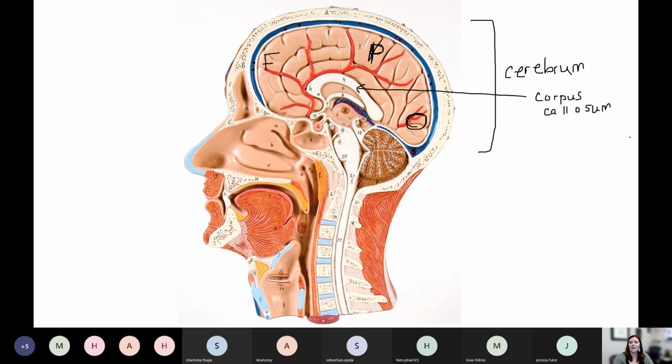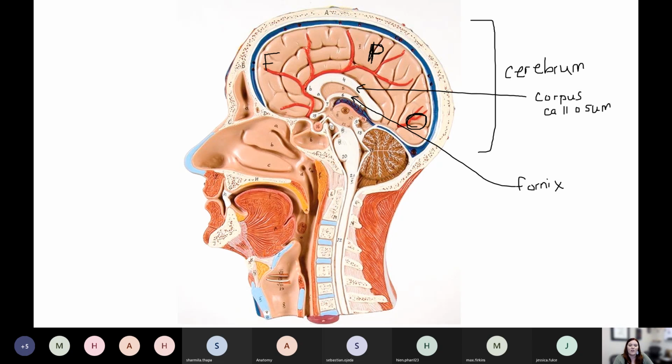So the corpus callosum is the big band of white matter that connects the two halves of the brain together. Just below the corpus callosum, we see another thin band of white matter. That thin band of white matter is called the fornix. The fornix is really important in helping us to put memory information deep into our brain, into a region called the hippocampus. So the fornix is my smaller white matter, and the corpus callosum is my bigger white matter.